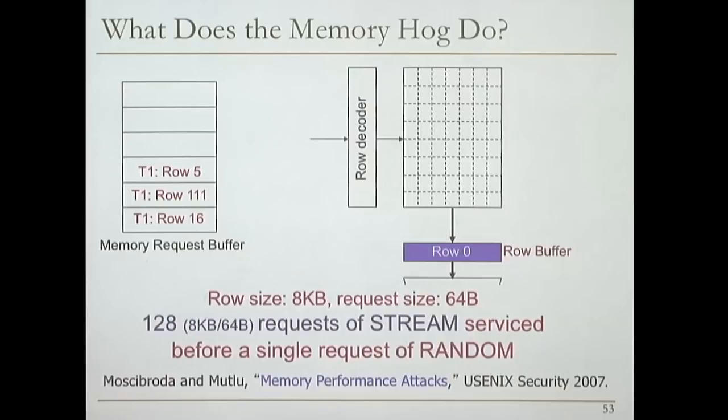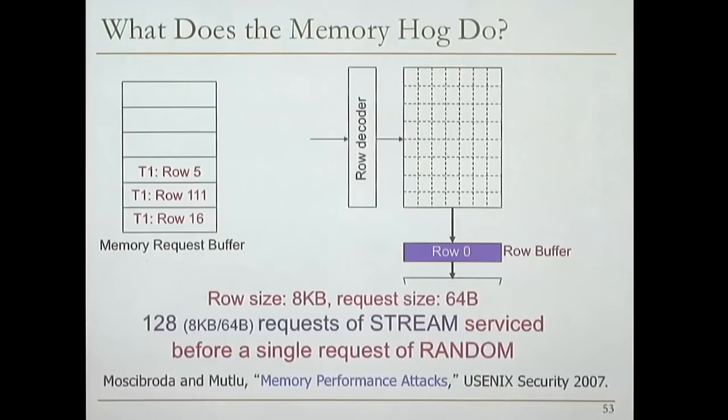Okay, so basically, if this is the case, with a row size of 8 kilobytes and a request size of, let's say, 64 bytes, which is the cache block, a significant number of requests from stream are serviced before a single request from random can be serviced. 128. That's actually a lot. It could be more. You could construct it actually to be worse, but this is an example case. And that's essentially what's happening between MATLAB and GCC also. GCC also suffers from the oldest first policy because GCC is not as intensive as MATLAB. So it's a combination of effects.